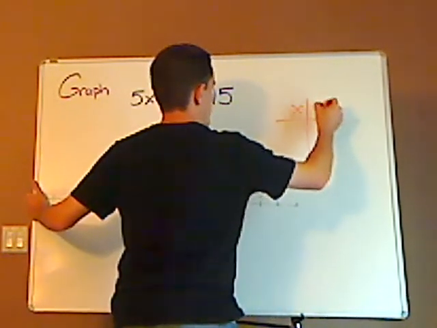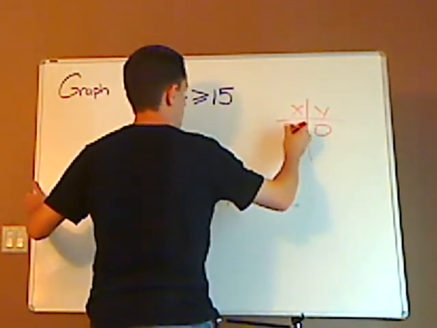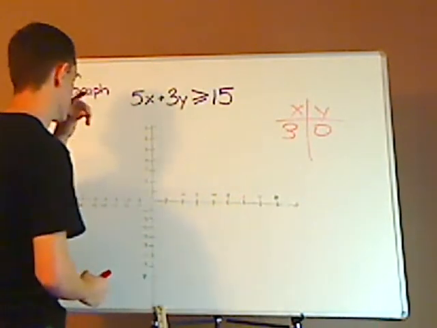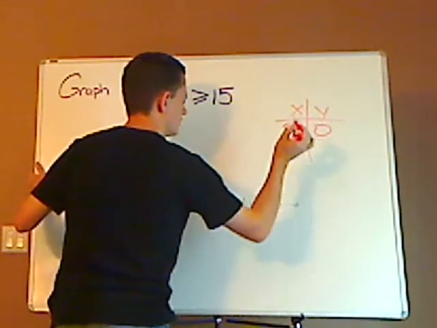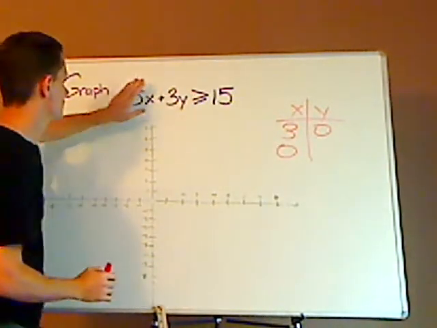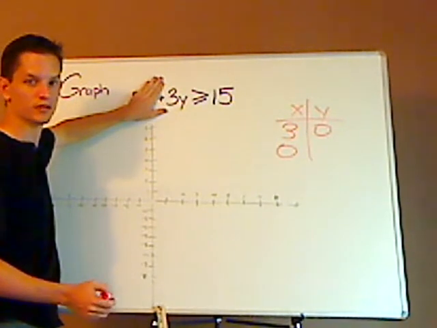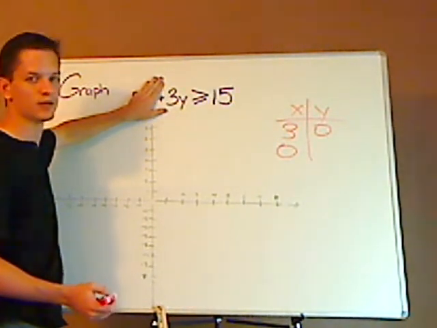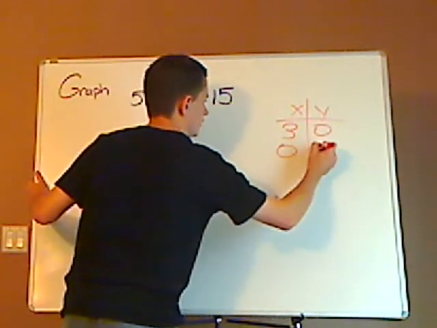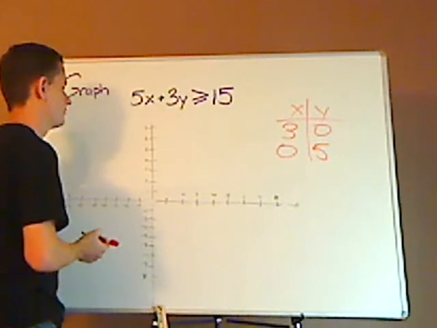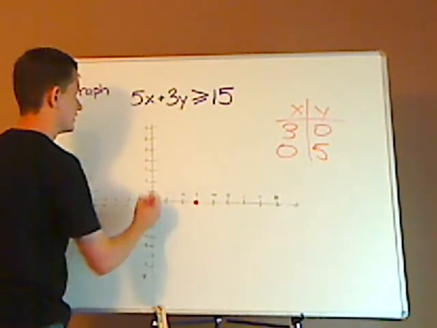So let me do a little table. When my y is 0, that means my x is equal to 3. Now let me make x 0. Now we're looking for the y-intercept. When my x is 0, that means my y has to be equal to, simply divide both sides by 3, and you get 5. So the x-intercept is 3, and the y-intercept is 5.